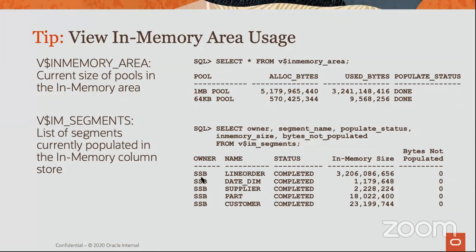The in-memory size there tells you how much space that object is taking up within the column store, which, if you add the total up, relates back to the 1 meg pool in the $V in-memory area. So as you can see, it all fits together. And that's how you can tell what's populated and how much memory it's taking. This is also available in Enterprise Manager and Cloud Control. There's an in-memory central page that presents all of this in a nice graphical format, so you can do this either way.